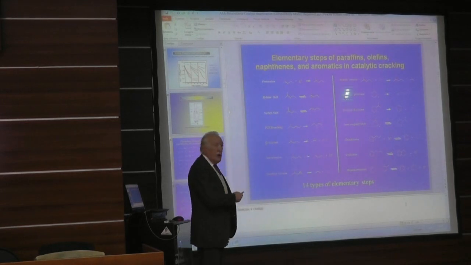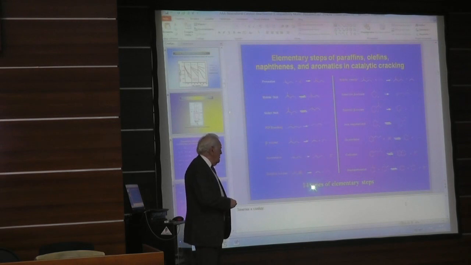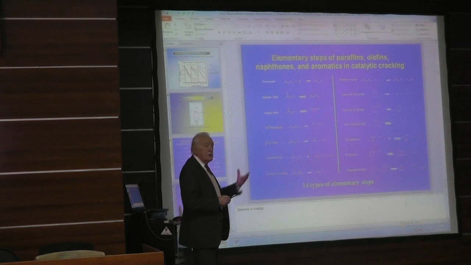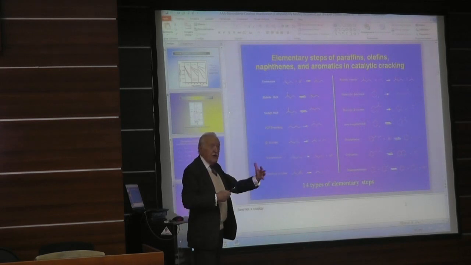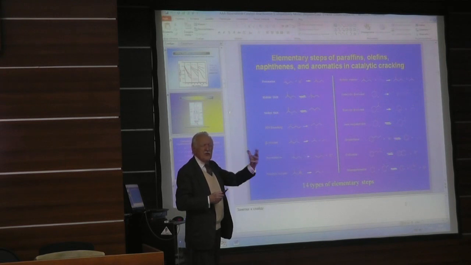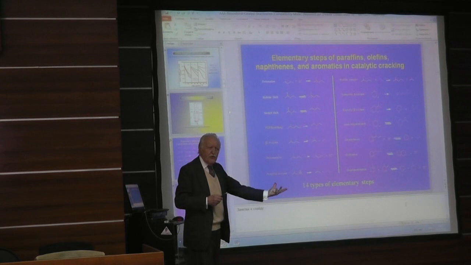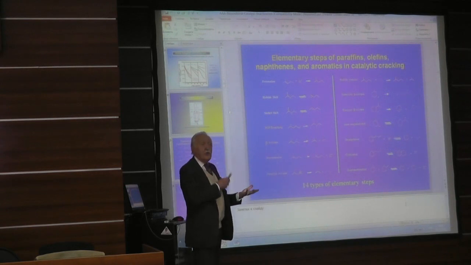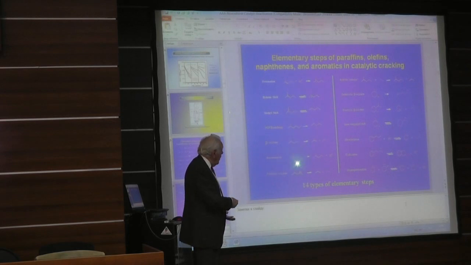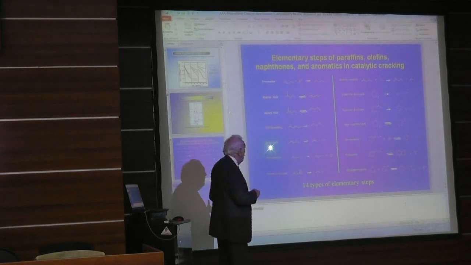not going to enter into all that chemistry, but there are 14 types of elementary steps, one of which is, for instance, beta scission. These are carbenium ions, and you start from paraffins or whatever, the reaction in the reactor conditions, they are converted into olefins, and the olefins are protonated to yield carbenium ions. That's why you have this plus sign on the various species here. And one of those elementary steps, for instance, is beta scission.